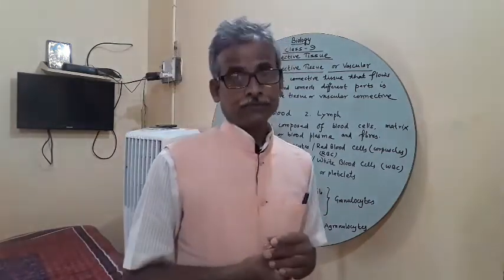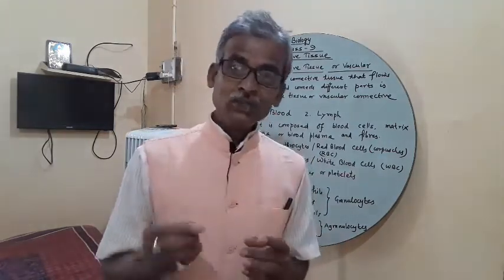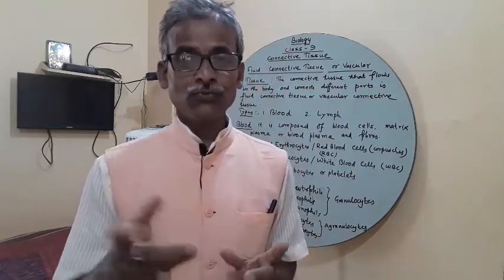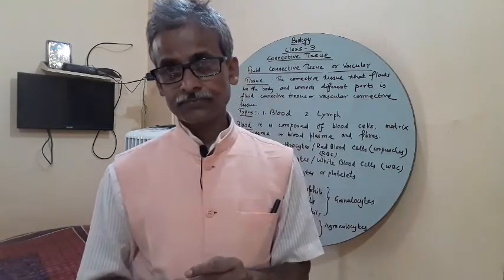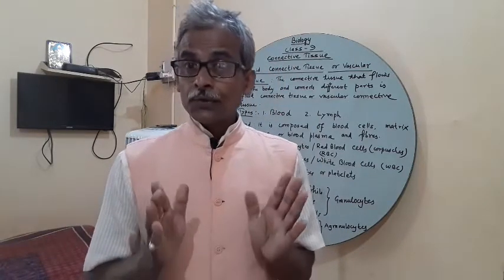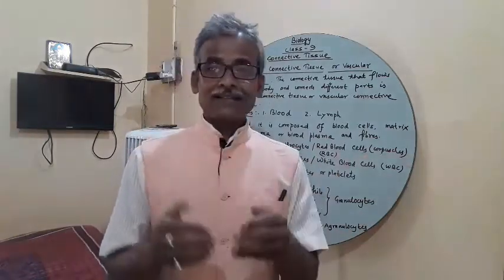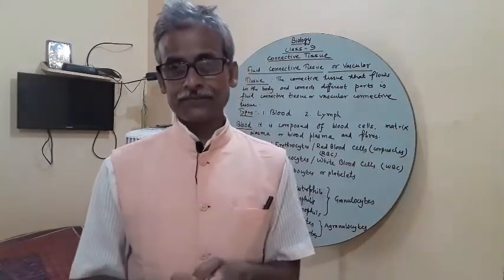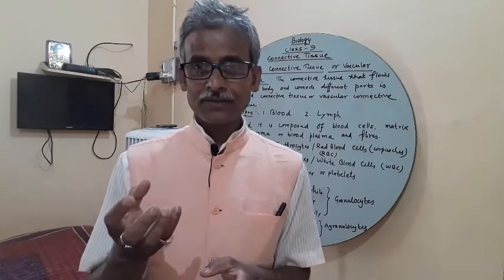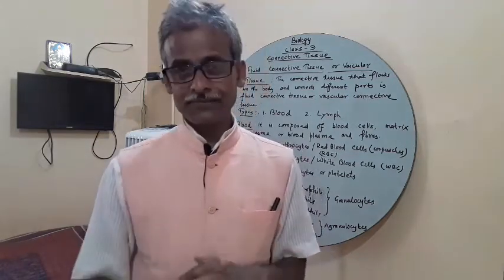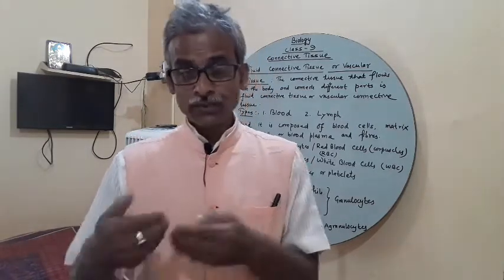The second type of blood cell is leukocyte, that is, leuco means white, so it is called white blood cells or white blood corpuscles. These erythrocytes are the carrier of respiratory gases. These bind oxygen, carry it to the cells, and carry carbon dioxide from cells to the lungs.